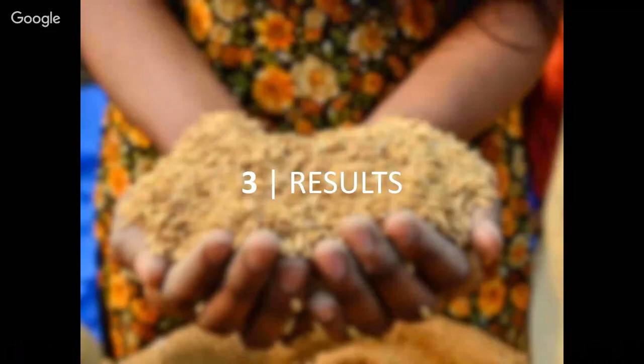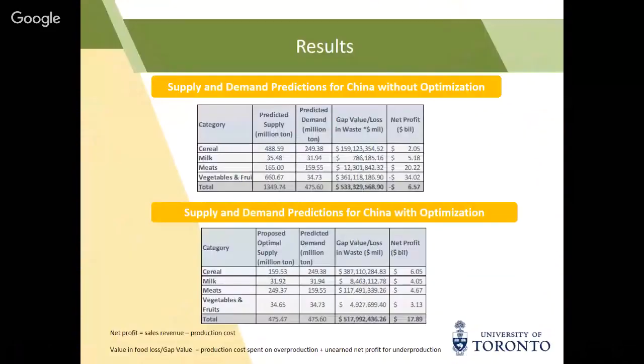So we'll now go over our results. Due to the large amount of data available and to focus our solution, China is used as one live example to demonstrate the optimality of the proposed model. The team has showed two different approaches. One, a net profit approach, and two, a value and food loss approach.